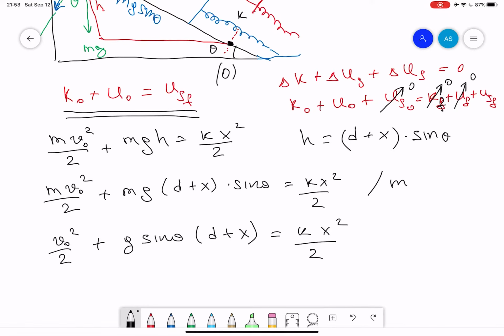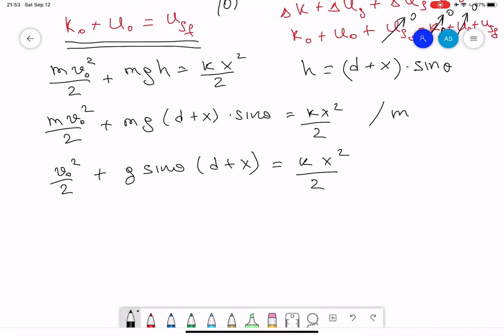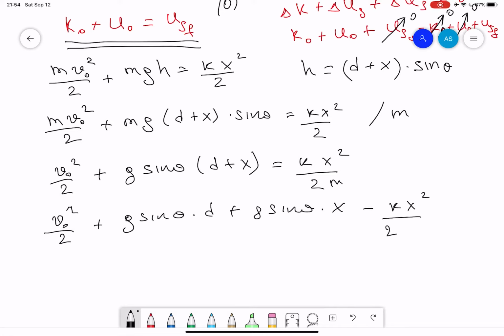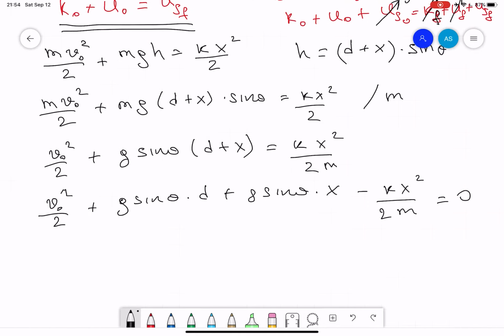Then let's open the bracket and see: v initial squared over 2 plus g sine theta times d plus g sine theta times x. If you bring k x squared over 2 to the left side, I'm forgetting here the m, right? We divided by m, so minus k x squared over 2m is equal to 0. Now if you look at this equation, you can see that it's a quadratic equation.